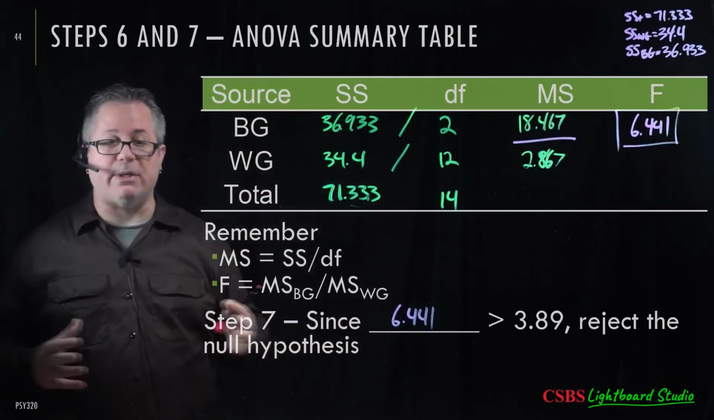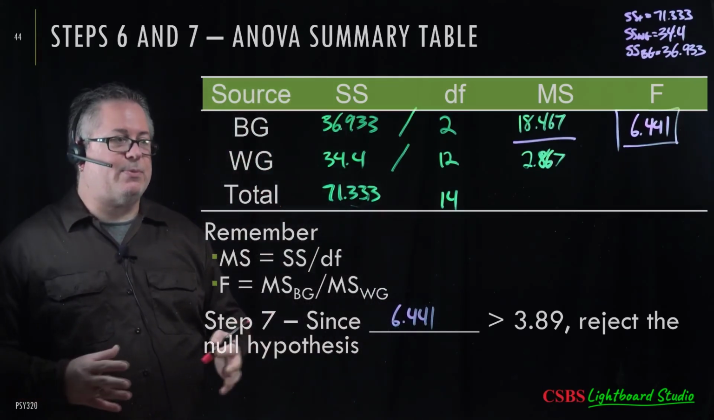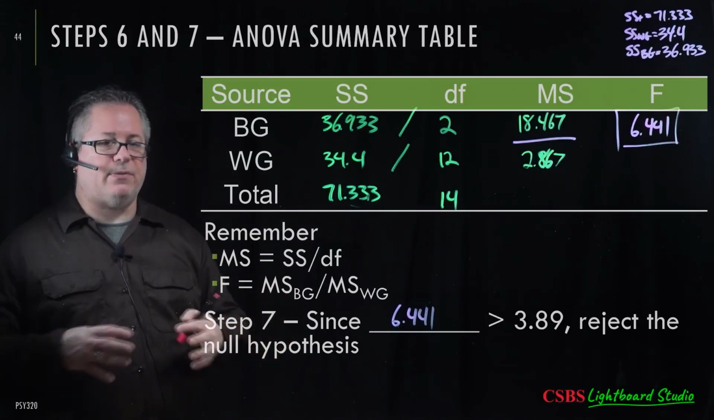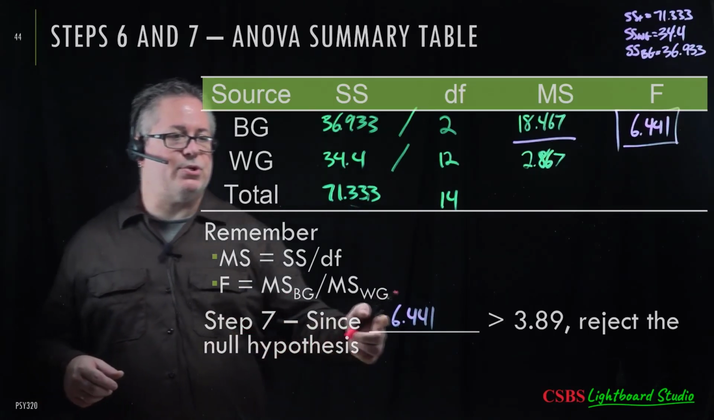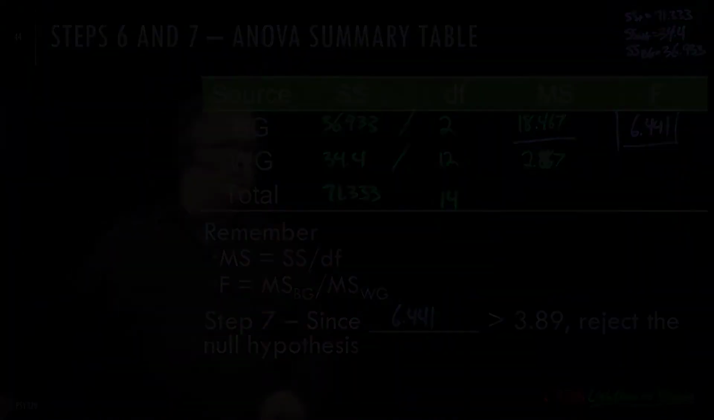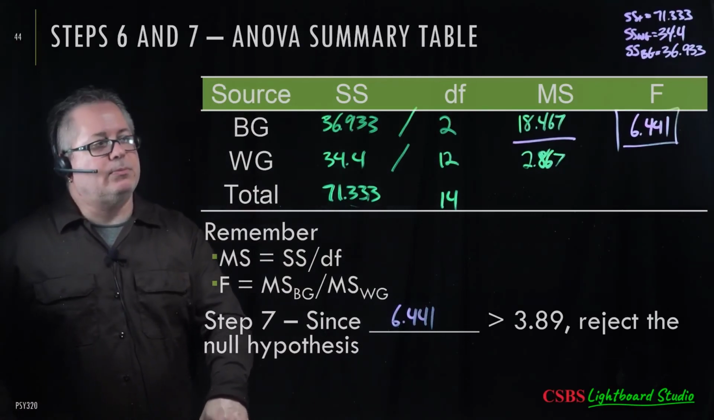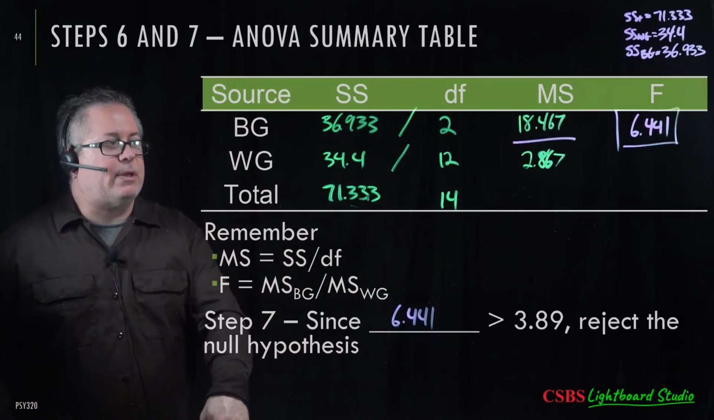They don't have to all be different, but there has to be at least two of them that are significantly different from each other for us to reject the null hypothesis here. All right, and that takes us all the way through steps 6 and 7 to making our conclusion.